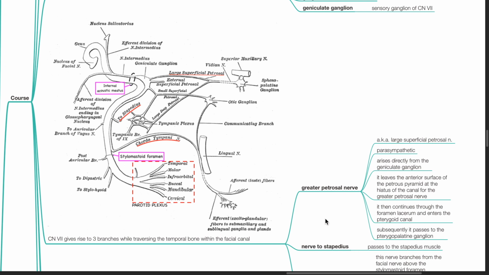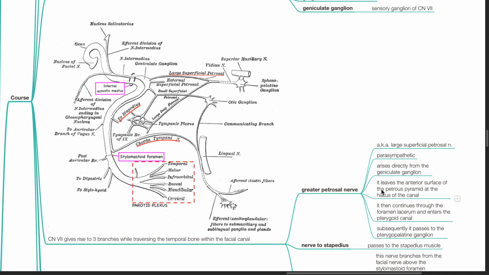The greater petrosal nerve is also known as the greater superficial petrosal nerve. It is parasympathetic and arises directly from the geniculate ganglion. It leaves the anterior surface of the petrous pyramid at the hiatus of the canal. It then continues through the foramen lacerum and enters the pterygoid canal. Subsequently, it passes to the pterygopalatine ganglion, or the sphenopalatine ganglion. Nerve to stapedius passes to the stapedius muscle.